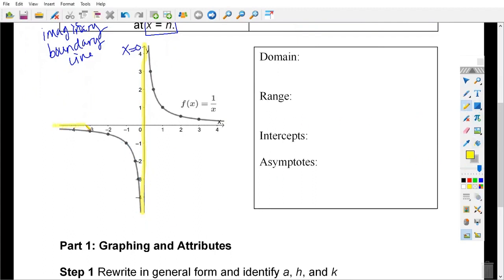Our horizontal asymptote, which is right here, is at y equals 0. So even though it's on the x-axis, it's horizontal, and the equation for a horizontal asymptote is y equals a number. Okay? These asymptotes cause restrictions in our domain. Okay? So when we look here, our domain, x cannot equal 0, right? We'll never have x equal to 0. So our domain is x cannot equal 0. It can be anything else, but not 0. Does that make sense?